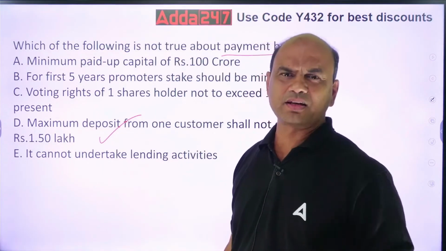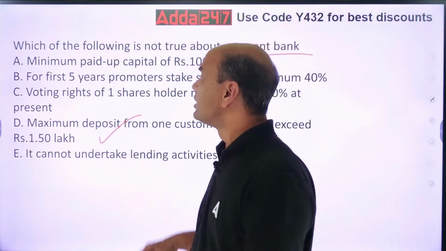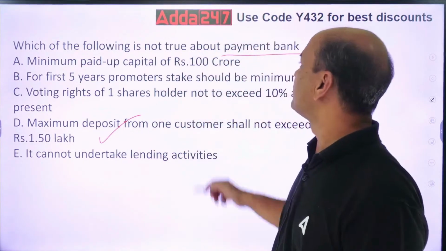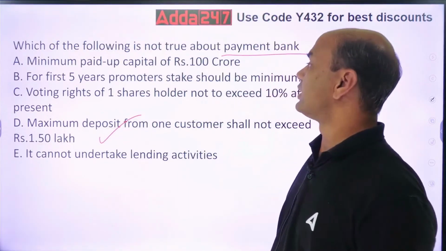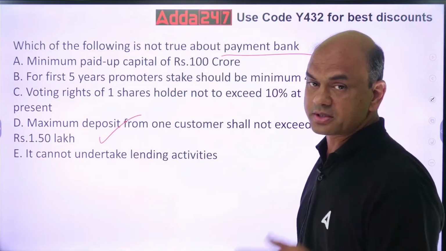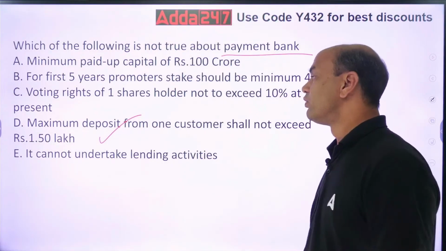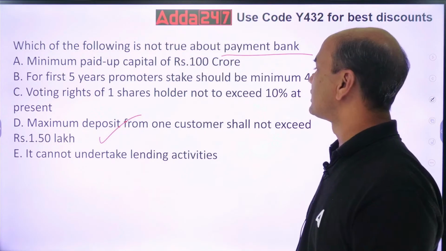It is for Jan Dhan account, not over here. Okay? Remaining all points are correct. Kindly note, very important term, payment bank. Maximum paid up capital of 100 crores. For first 5 years, promoters take 40% minimum. Voting right, one shareholder not to exceed 10%.